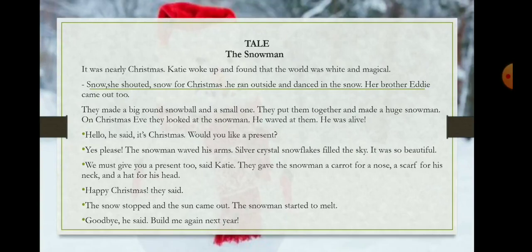In this case, the tale tried to explain the creation of the snowman at Christmas. The tale is a short story, usually about fantastic or not fantastic things.